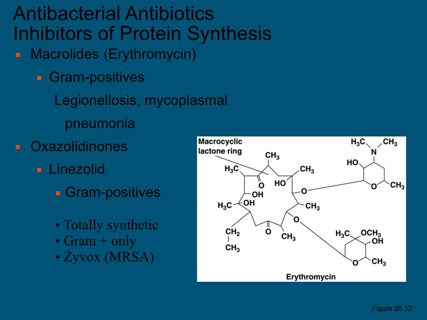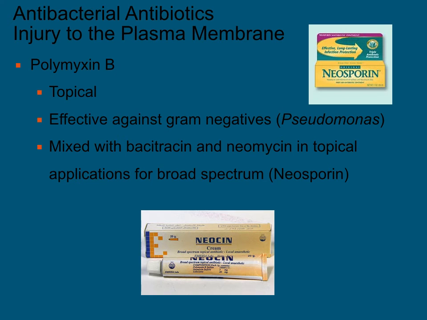The macrolides and linezolid, both of these are, the macrolides are your erythromycin. You can see, look at the size of that erythromycin molecule. It's quite large. It's a narrow spectrum antibiotic. It's used in some instances, more severe diseases, Legionnaire's disease, and pneumonia. Linezolid is effective against the gram-positives, and it is effective against most MRSAs. There's a version of it called Zyvox.